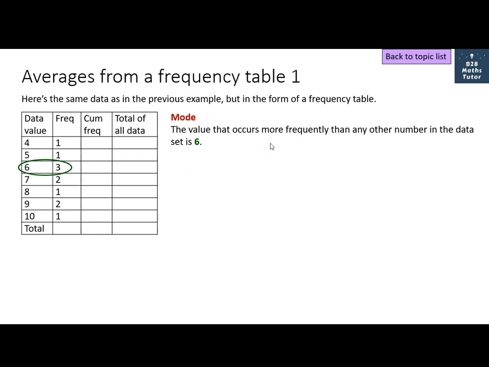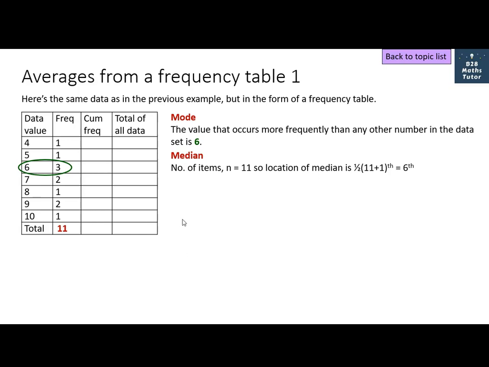For the median, we need to use a cumulative frequency column. First of all, we know that there are 11 items altogether. So the location of the median is going to be 11 plus 1 divided by 2 is 6. So the 6th data item. If we were to write all those out as a list, we'd have 4, 5, 6, 6, 6, 7, 7, 8, and so on, same as we had on the previous slide.